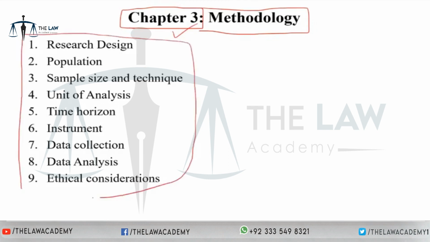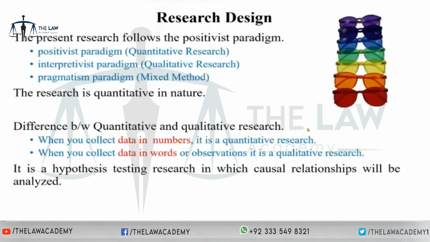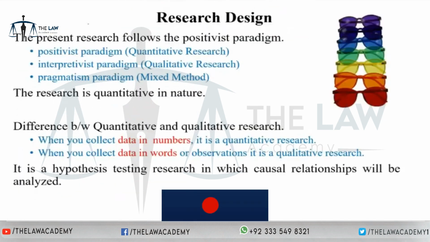Starting from research design, we talk about population, sample size and sample technique. We also talk about unit of analysis, time horizon, instrument, data collection, data analysis, and ethical considerations. So we look at these headings one by one. Starting from the research design.